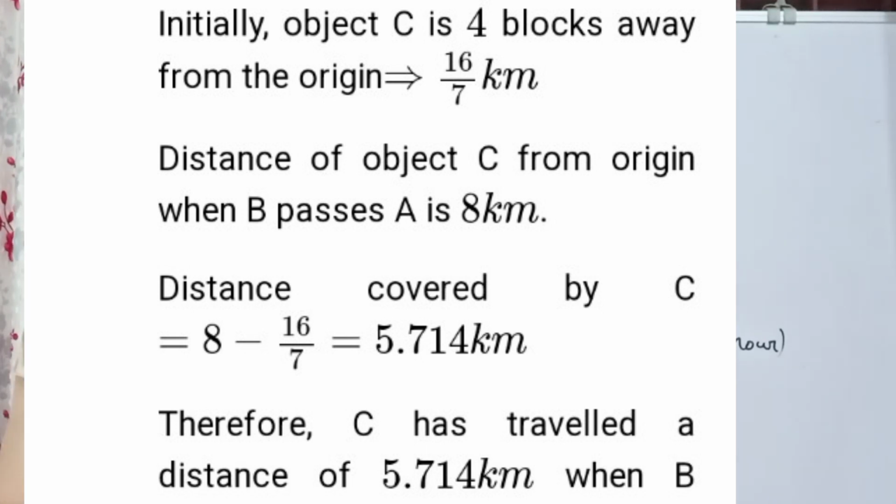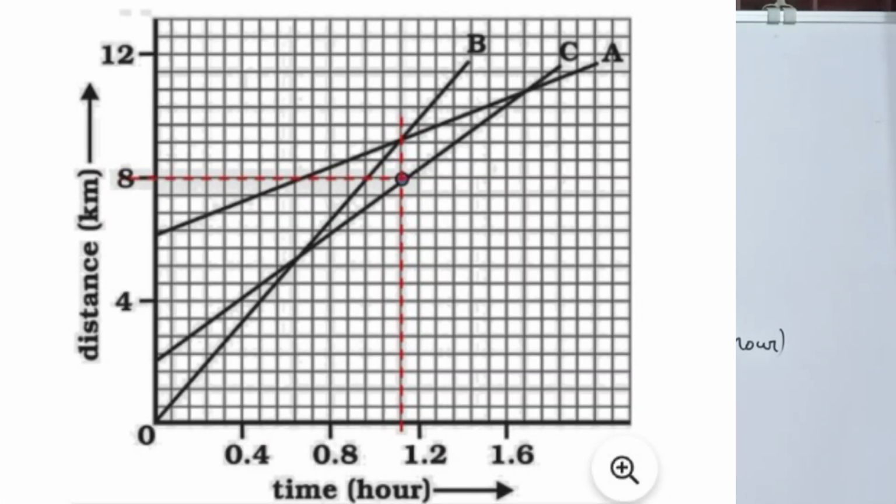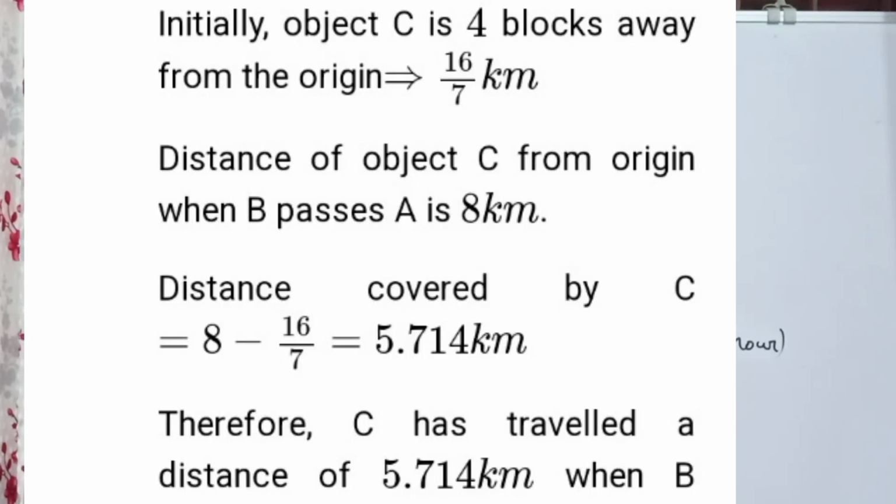Now the distance of C from the origin when B passes A is 8 kilometers. We can see that in the diagram. So what will be the distance covered by C? We have to subtract: 8 minus 16 by 7, which is 5.714 kilometers. So C traveled a distance of 5.71 kilometers when B passes A.